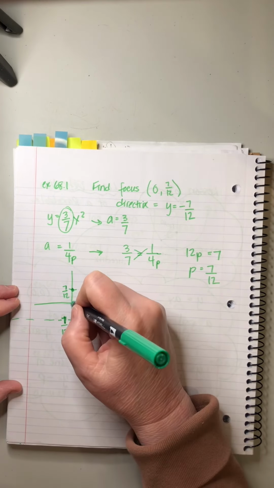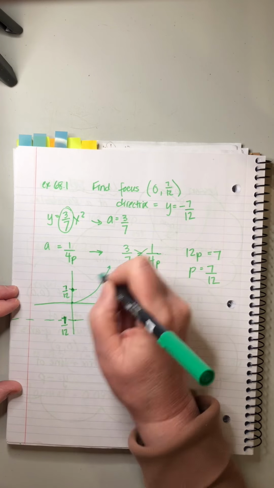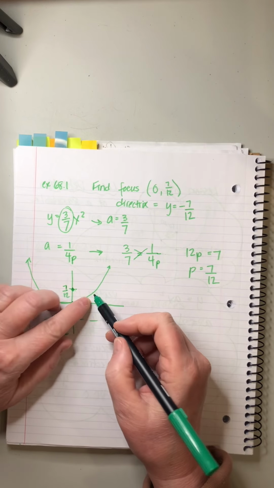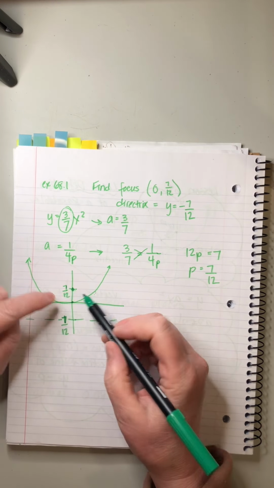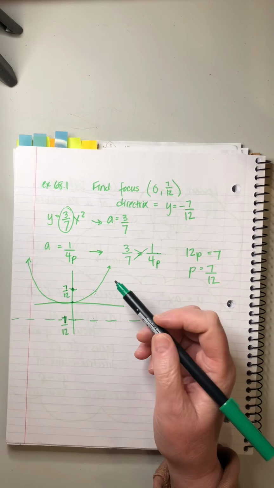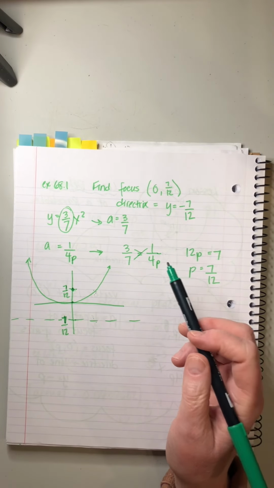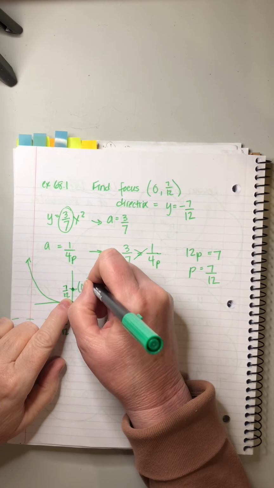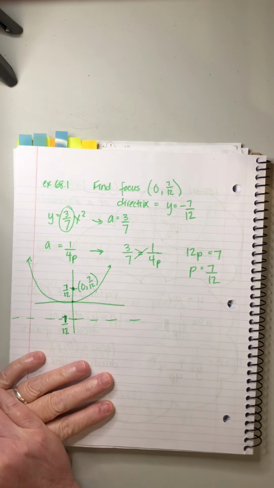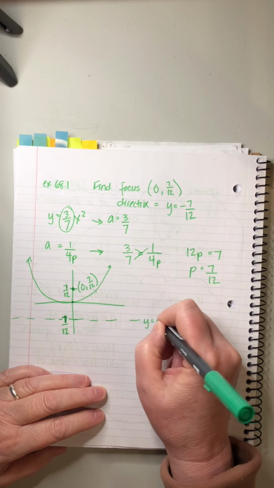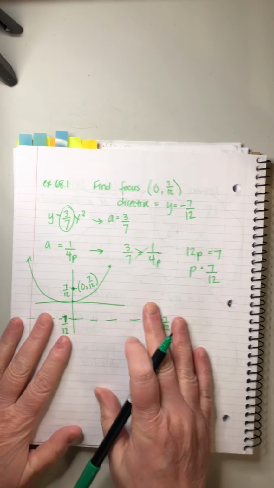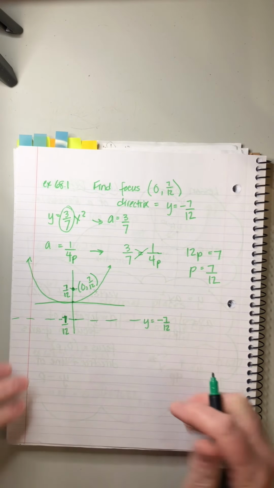And we're not really worrying about how wide or narrow it is, but we know that our parabola is going to go like this. And we know that the distance from the focus to the parabola and from the directrix to the parabola, if drawn precisely, will be exactly the same. We can label this point as 0, 7/12. And we can say y equals negative 7/12 if we want. But we already said that up there. So we're actually in good shape. All right, that was problem 1. Not so terrible, right? Let's try the next one.